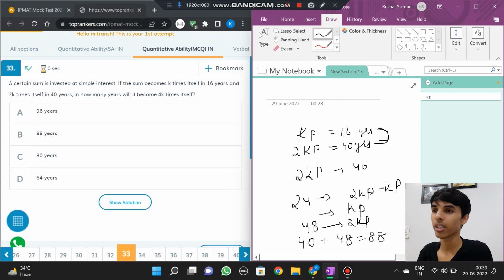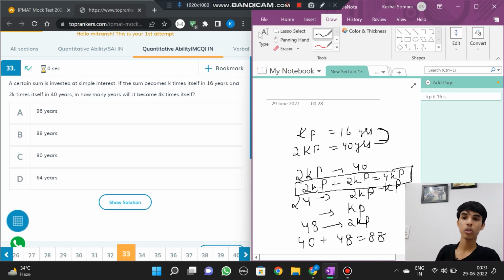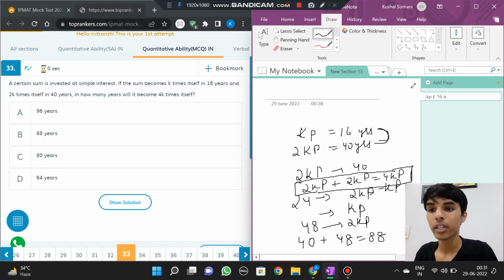Okay, I'll repeat that again. It might be confusing for some. So in 40 years, it became 2k times itself. And to become 4kP, it needs to earn how much more interest? It needs to earn an interest of 2kP to become 4k times itself. So after becoming 2k times itself, it needs to earn this much interest.